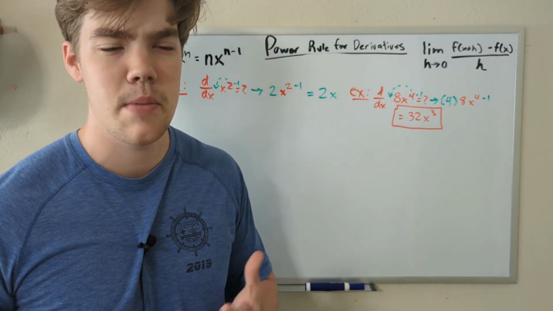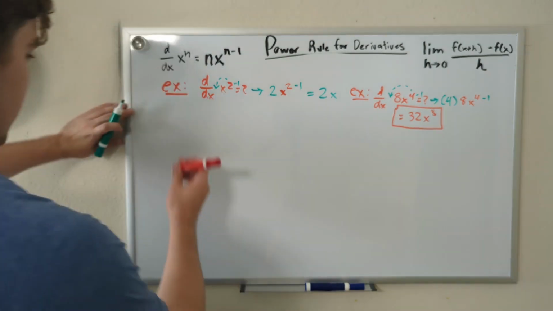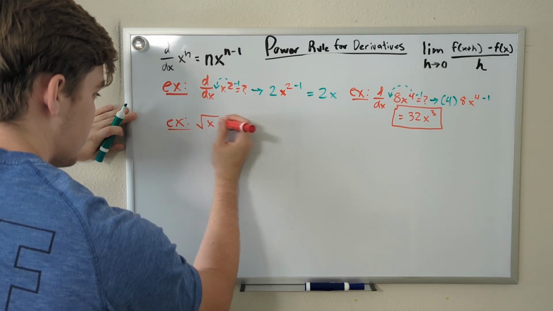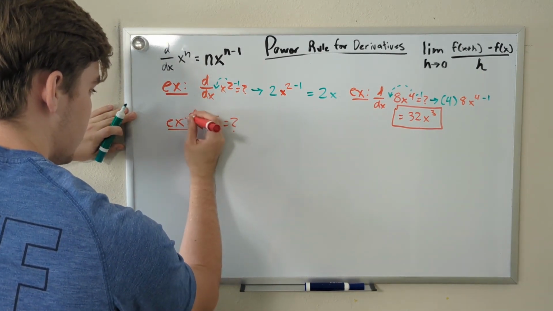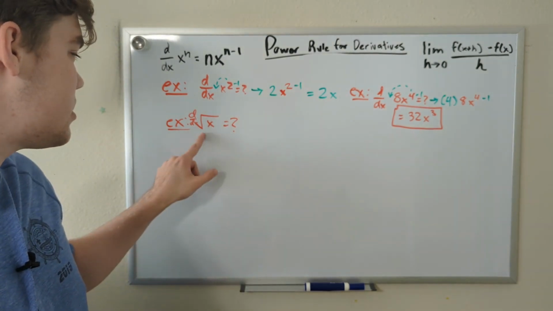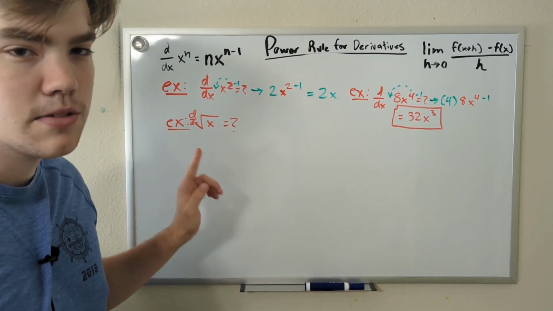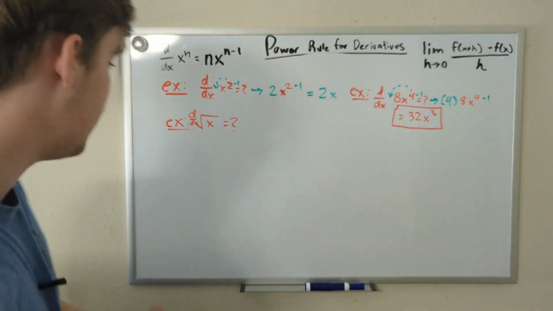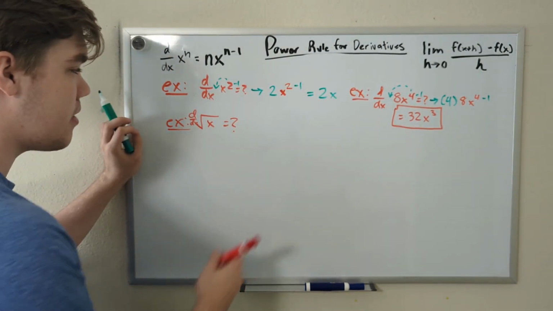Let's do some examples where you may not think to use the power rule right away. In this example, we have the function square root of x. What is the derivative of this function? Now you may be asking me, hey, Callum, that's not a power, that's a square root. How are we going to apply the power rule to a square root? Well, here's a neat little thing in math that'll actually help you a lot in Calculus 1.